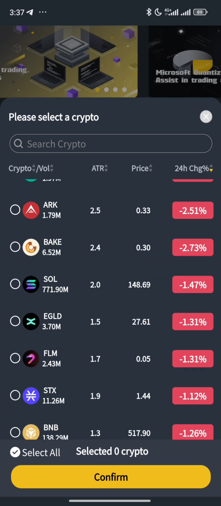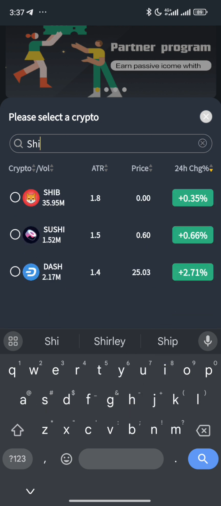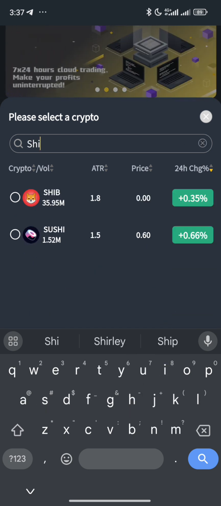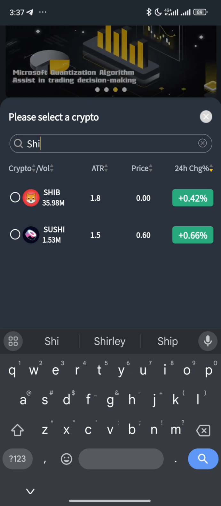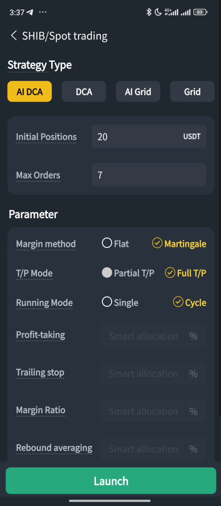So in this example, let's select, say I want to trade a coin called Qlib. You can see Qlib is already rising by 0.42%. So I tap on this coin, then I confirm. Once I confirm it, now you have strategy types. You can see it, spot trading. We have different strategy types. I also call them different bots.